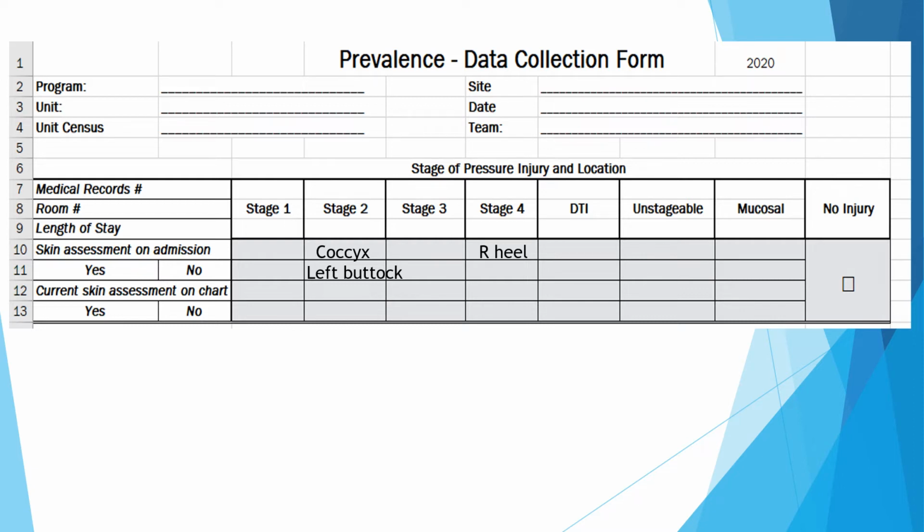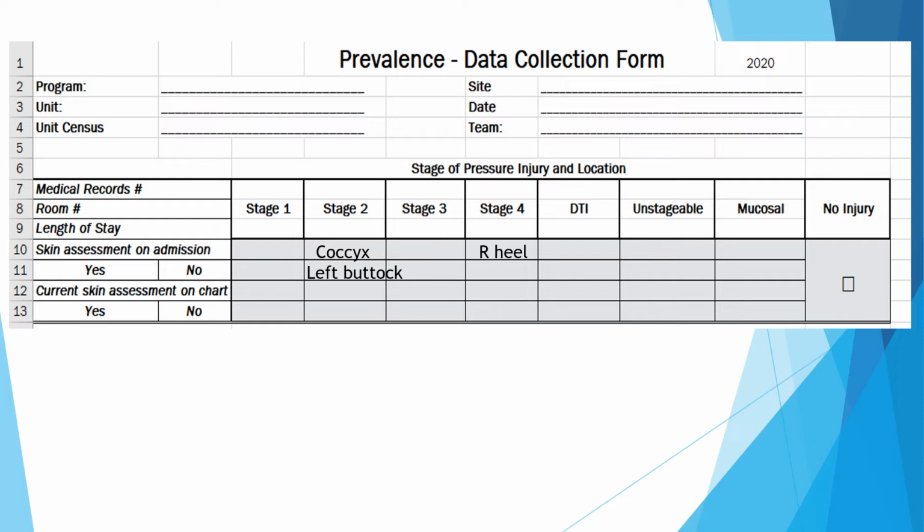There's room to document 4 wounds of each stage. Hopefully you won't ever need to use all 4 of them. If you find a pressure injury, write down the location in the box under the appropriate stage. So in this example, you can see we have a couple of stage 2 and a stage 4 documented.